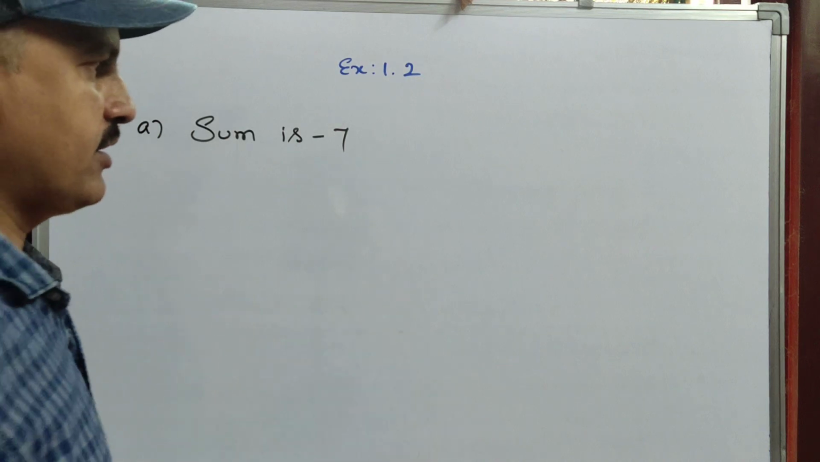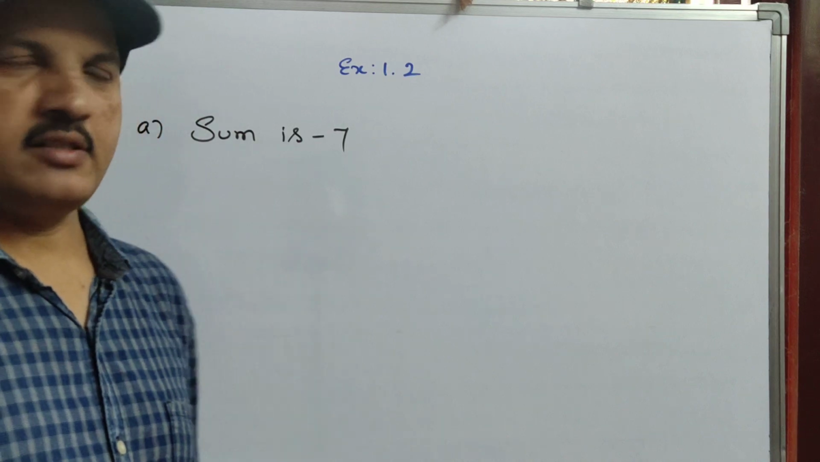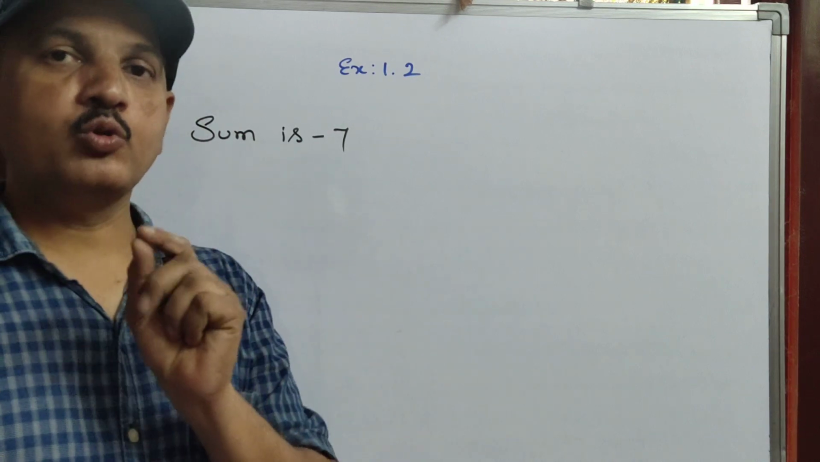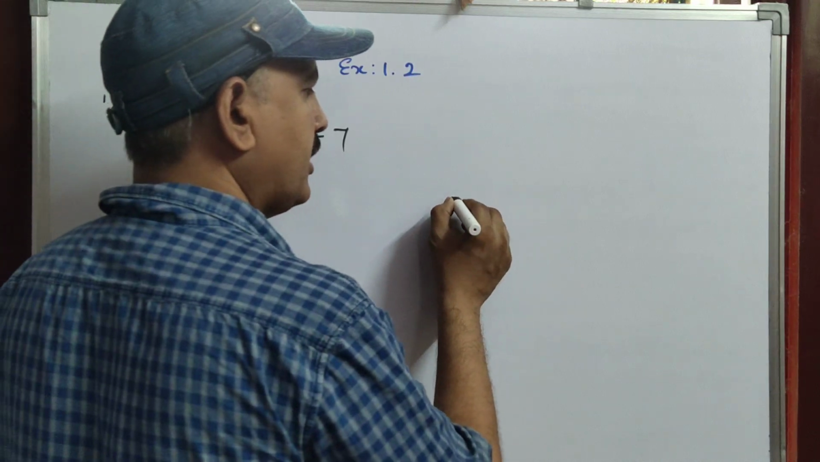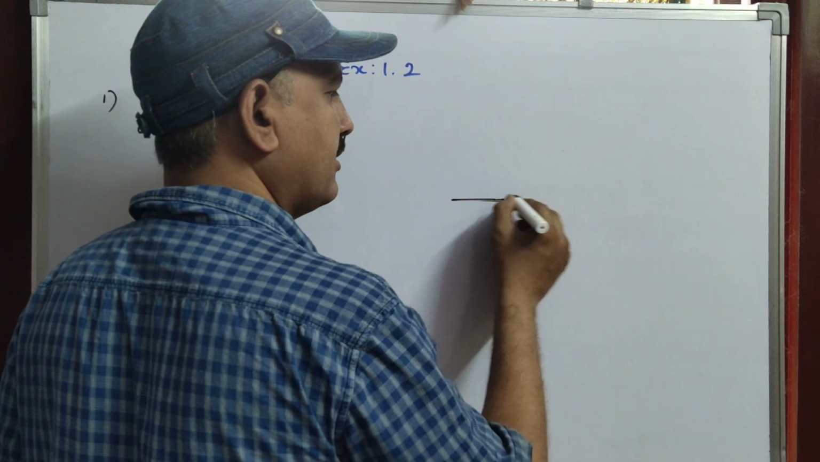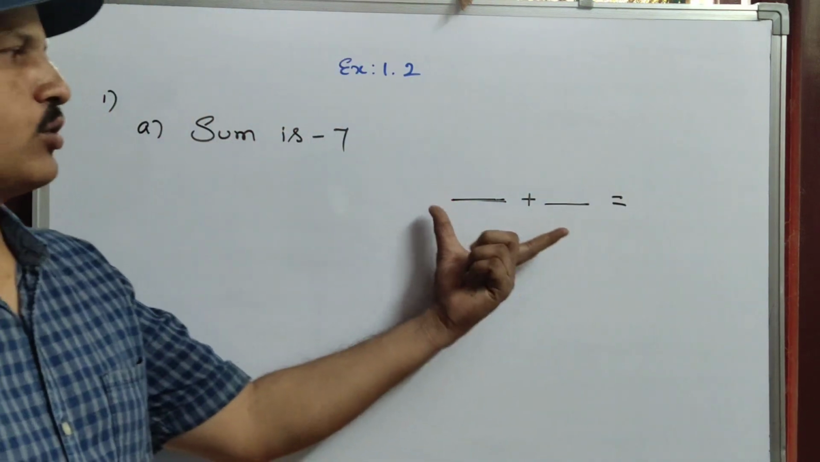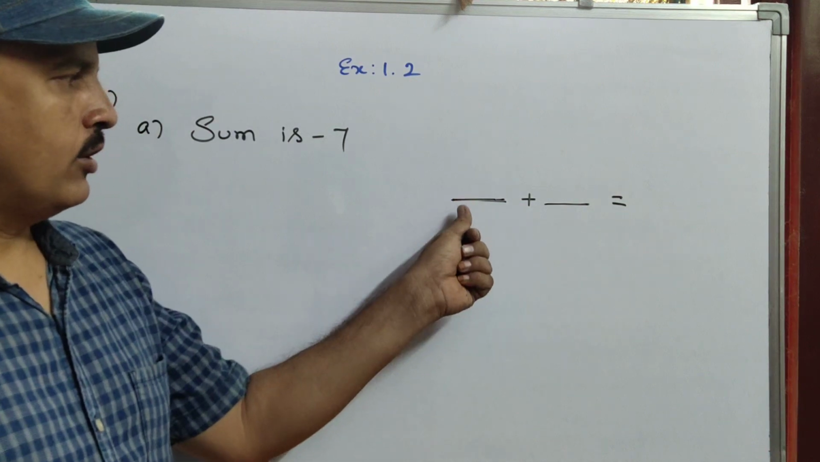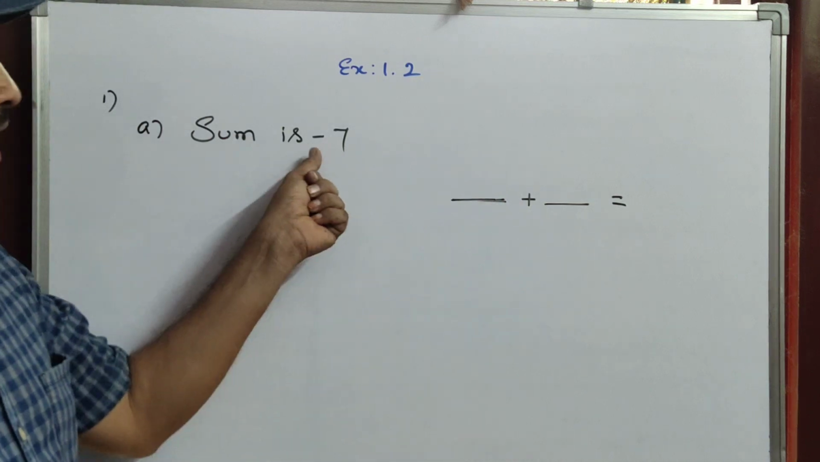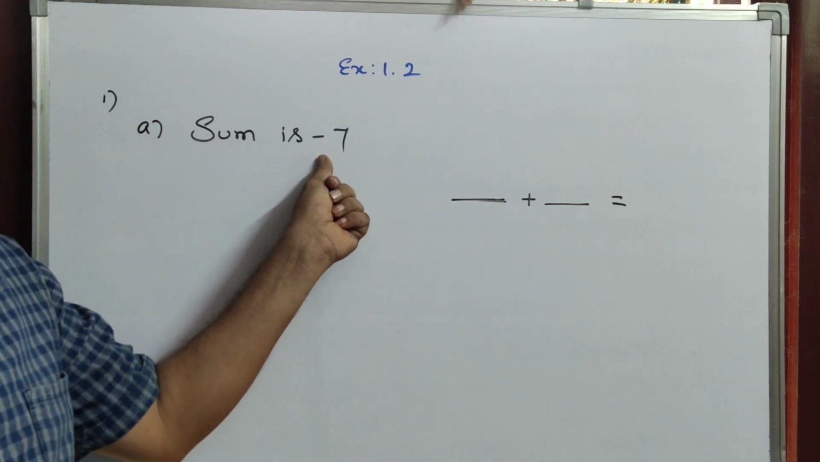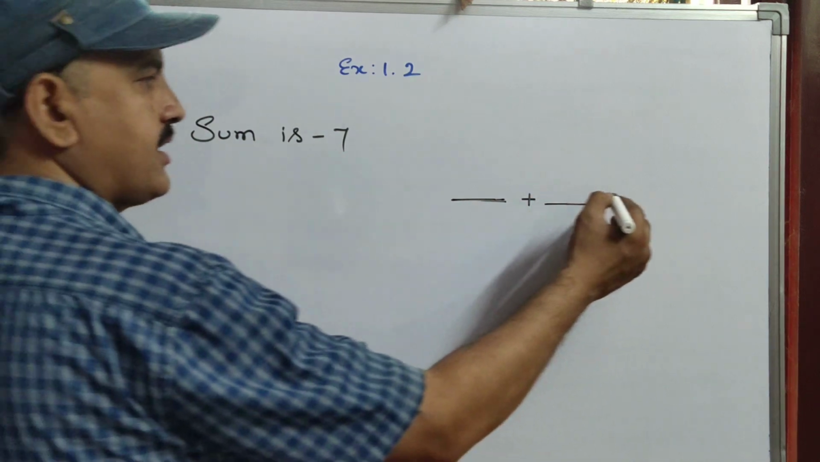No problem. See once. Here sum means what, children? Plus. Sum means plus. It is asking to add two numbers. Pair means 2, so two numbers we have to add. So here we are taking two blanks. Why two blanks? Because he asked for a pair, which means two numbers. So the sum is a plus symbol. Now if you add these two numbers, you have to get -7. Understood?